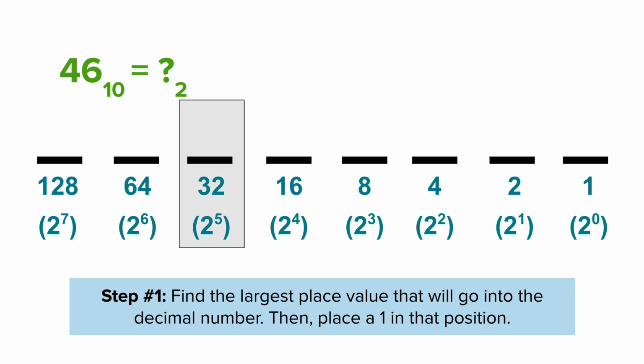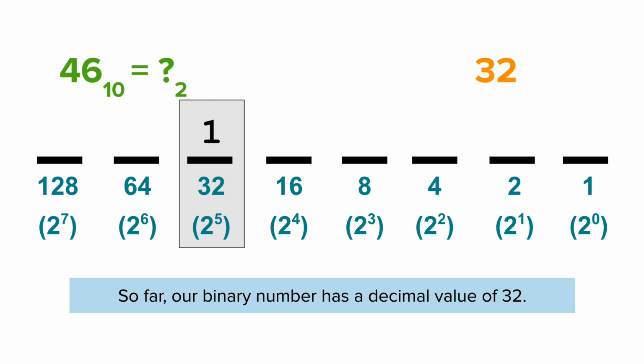In our example of 46, 32 is the largest place value that will go into 46, because 64 is too big, so we'll place a 1 in that position. Because we have a 1 in the 32 place, our binary number has a decimal value of 32.